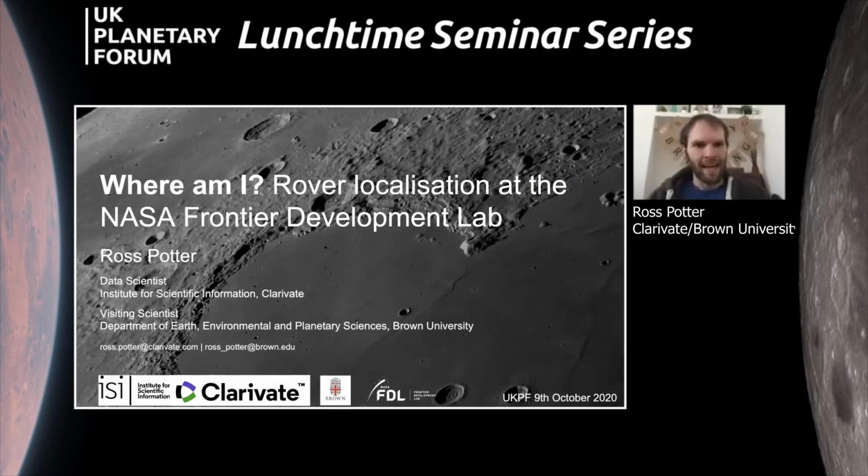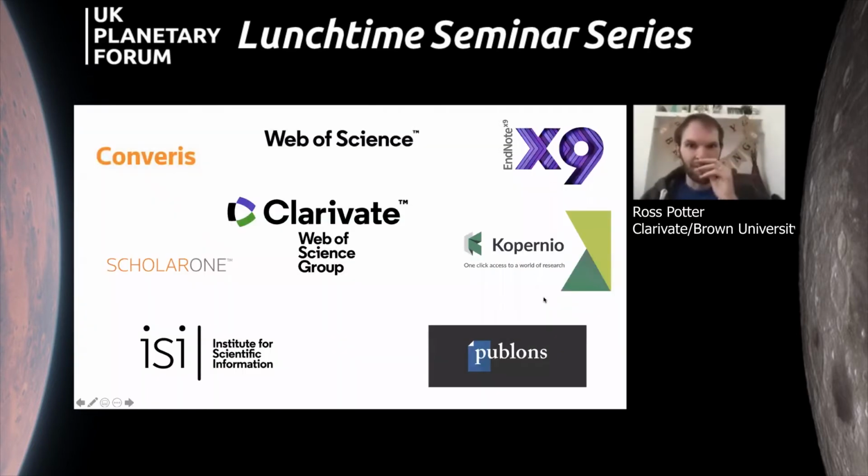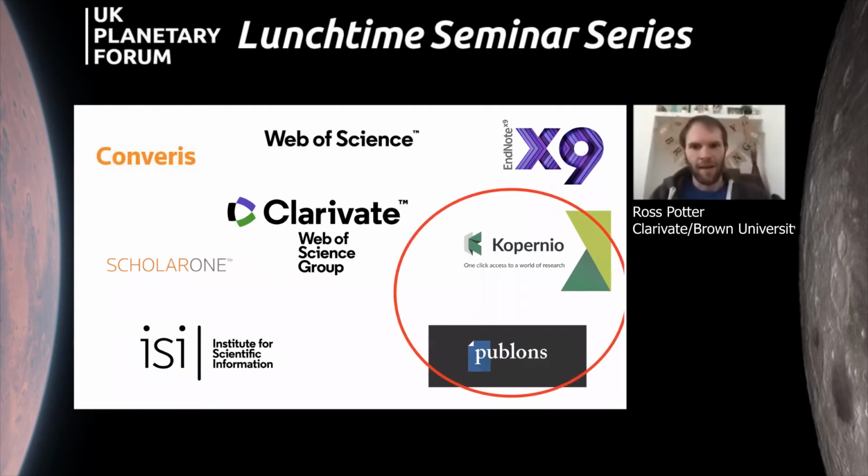But before we get into that, I just want to briefly talk about Clarivate. So if anyone has ever used the Web of Science, that is owned by Clarivate, and they own lots of other attachments and things for academia and universities. So I just want to briefly describe two that may be of particular interest to researchers, which are Copernio and Publons.